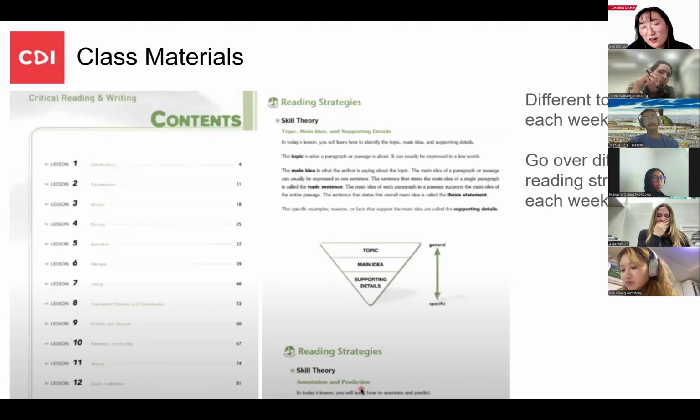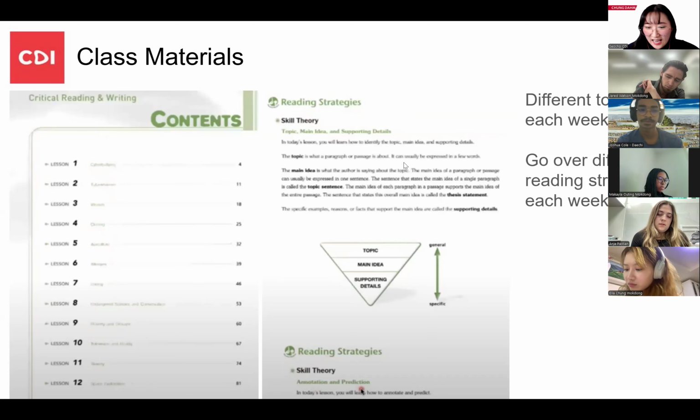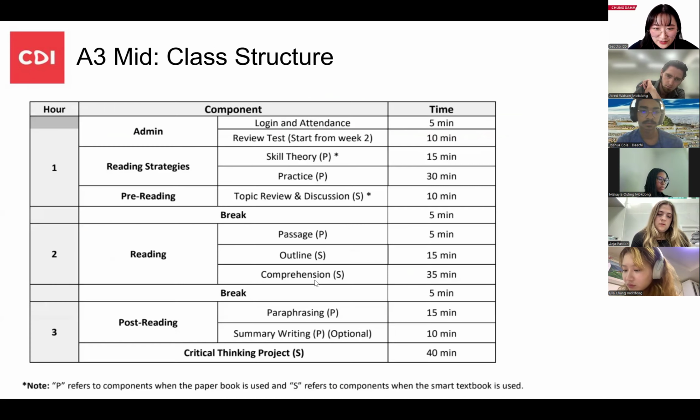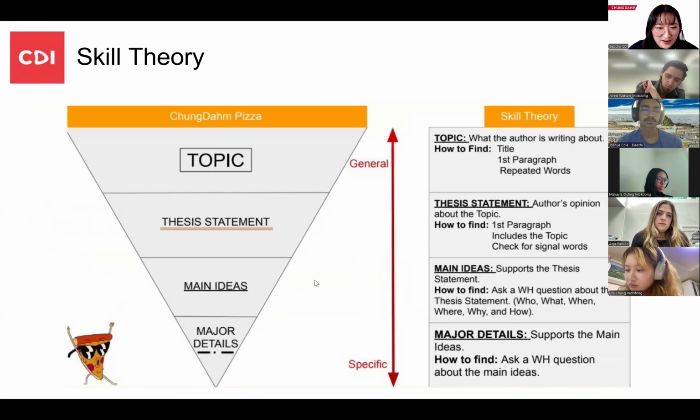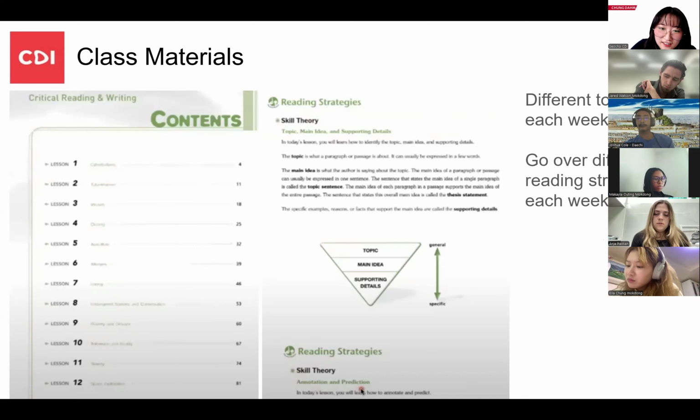So similarly also to A2, we'll be talking about some reading strategies. You can see here on this page, the reading strategy this week is like skill theory. So it's like finding the topic, main idea, and supporting details in a reading. And you can see it's very similar to like our Cheongdam pizza, right? So this is a skill that's very transferable from this semester to next semester.